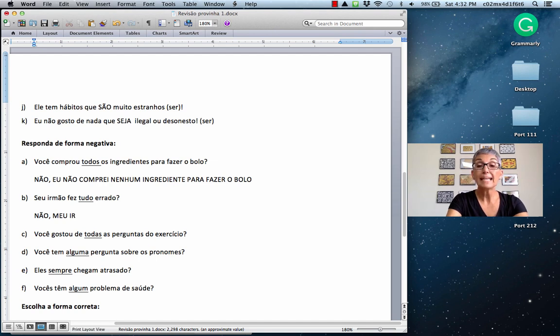Meu irmão não fez. So, remember what I said, when you're talking about the third person, you don't have to worry about the verb. Just repeat the verb the way it is, okay? Only when you have você or vocês, you have to conjugate it in the first person, singular or plural. Não, meu irmão não fez nada errado. Ele não fez nada errado. So, no, my brother did not do nothing wrong, okay?